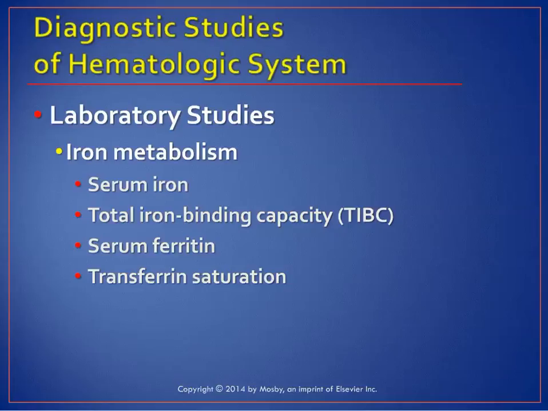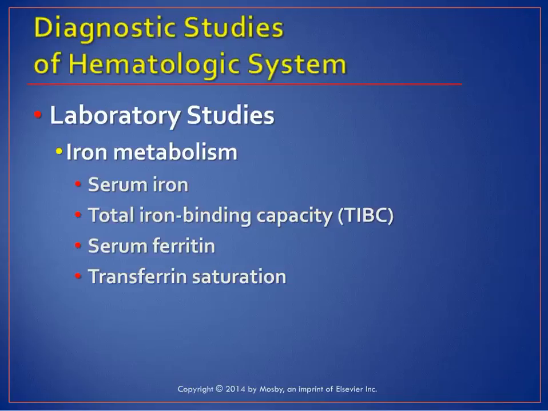These alternative proteins only bind iron when transferrin is more than half saturated. Also, total iron binding capacity varies inversely with tissue iron stores. It's higher when iron stores are low and lower when iron stores are high.